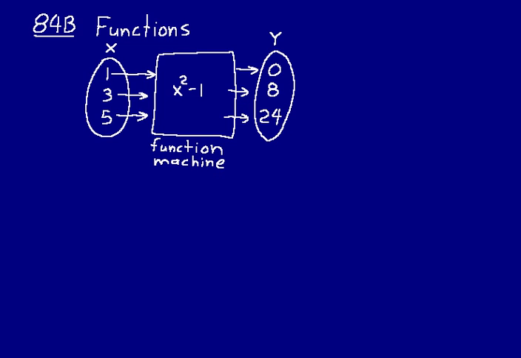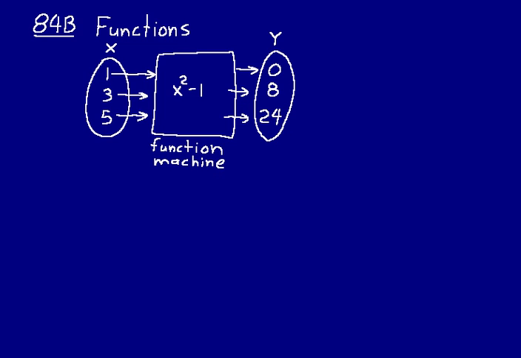Say this was a real machine and our values on the left were pounds of metal, and on the right those were the number of parts. If we just put in 1 pound of metal, that wasn't enough to make any parts, so we get 0 parts out. If we put 3 pounds of metal in, we're able to make 8 parts. If we put 5 pounds of metal in, we're able to make 24 parts.